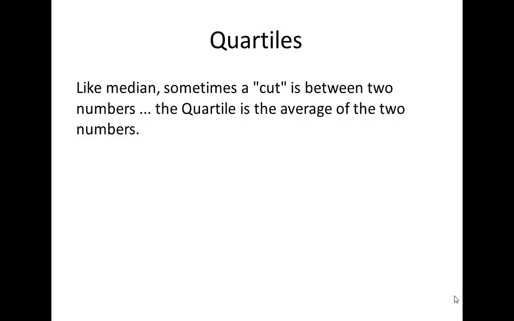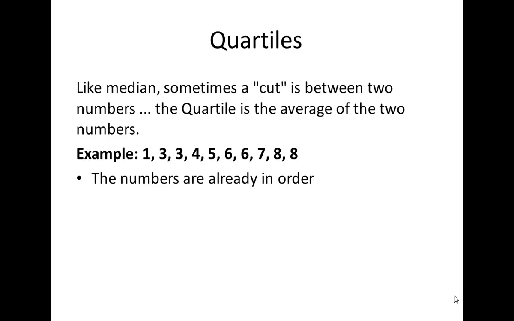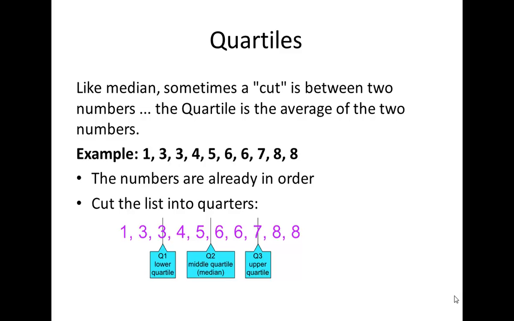Like median, sometimes a cut is between two numbers. The quartile is found by finding the average of the two numbers. Let's look at an example. These numbers are already in order. First, cut the list into quarters. Notice that since we have an even number of values in this list, we will have to find the median by finding the average of the two middle numbers.